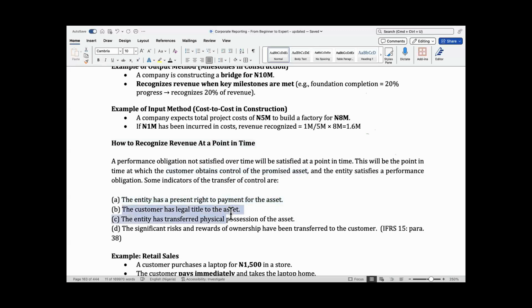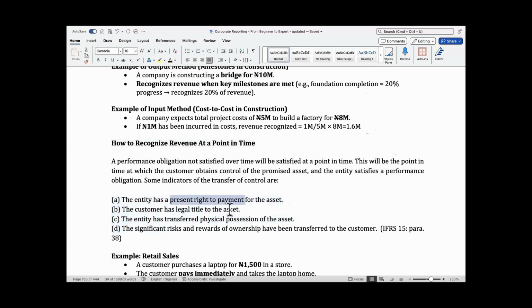The customer already has legal title. The entity or the seller has transferred physical possession of the asset, or the significant risk and reward of ownership have been transferred to the customer. They can ask this in your exam. You have to know these things. You need to put it in your mind.